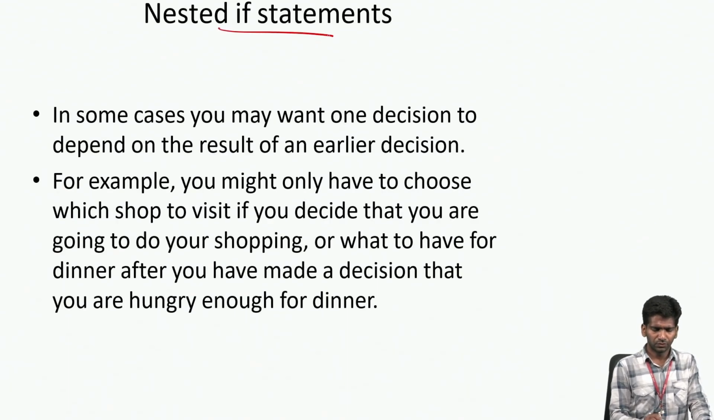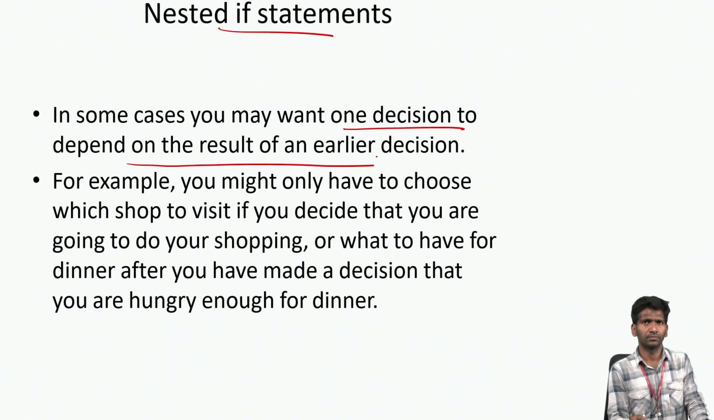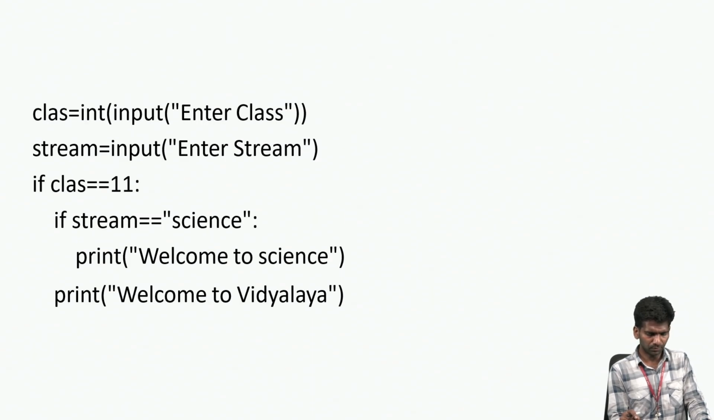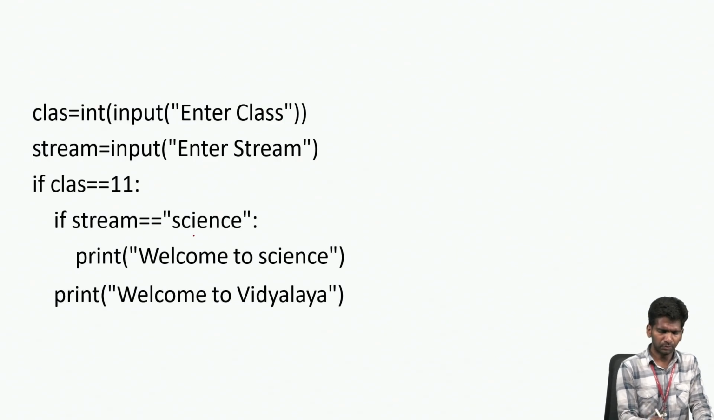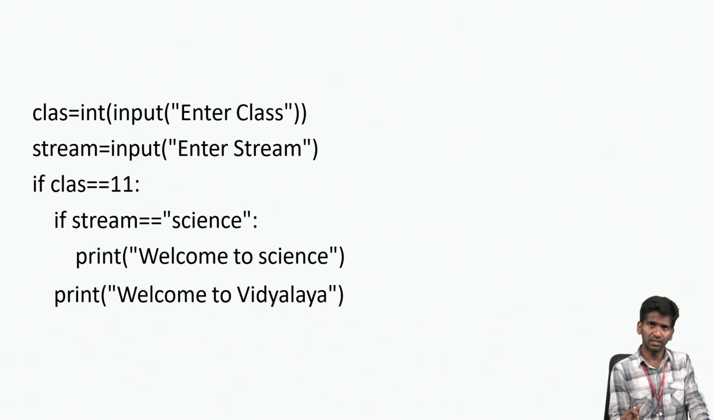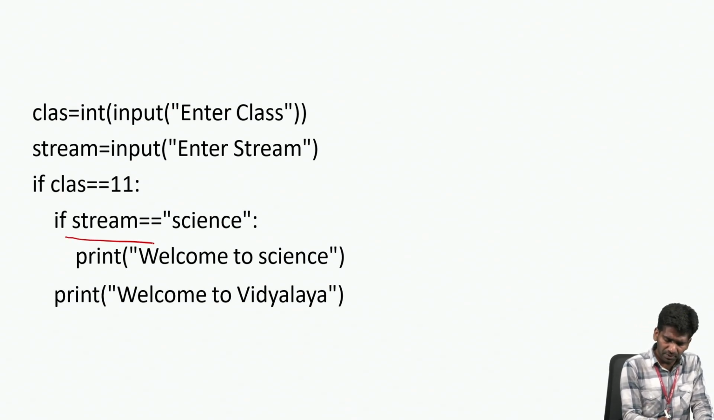Nested if statements: we use them when we want one decision to depend on the result of earlier decisions. Say I am performing some calculations. Let us take one example. This is a nested if statement. In an if, I am using another if. So here this if statement is depending upon the previous if statement.